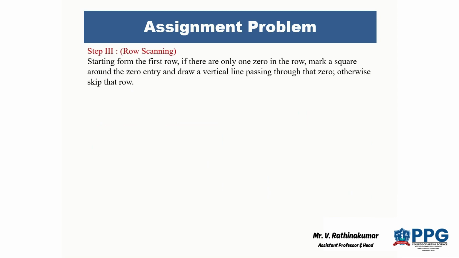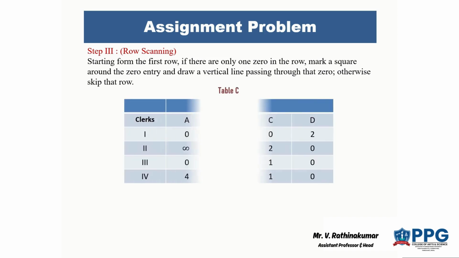So we will move on to step 3, row scanning. Starting from the first row, if there is only one 0 in the row, mark a square around the 0 entry and draw a vertical line passing through that 0. Otherwise, skip that row. So consider table C. In the first row, there are 3 zeros, so we have to skip that row. In the second row, there is only one 0. Mark a square around it and draw a vertical line passing through the 0. In the third row, there is only one 0, so mark a square around that 0 and draw a vertical line passing through the 0. In the fourth row, there are no zeros. So we will move on to the next step.